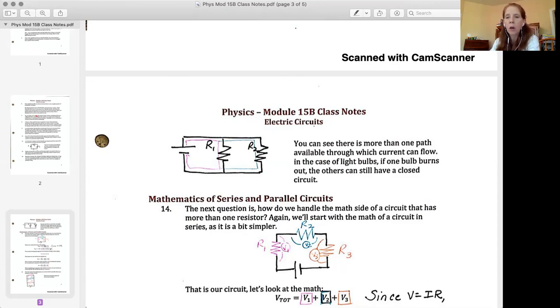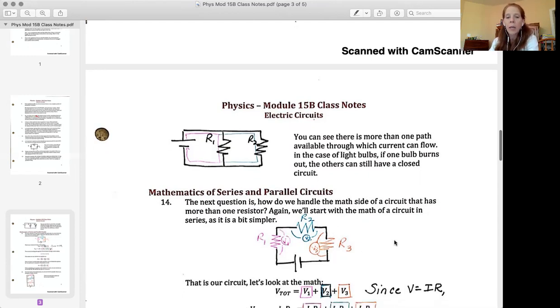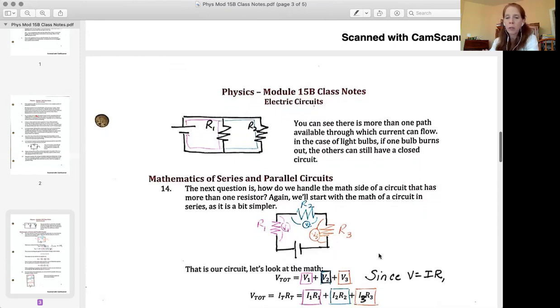What we do know is that the total electric potential is the sum of the electric potential across each one of these. So V total equals the electric potential across this resistor plus the electric potential across this resistor plus the electric potential across this resistor. Let's flesh out this formula a little bit. V total equals I total times R total, and that equals I1 times R1, plus I2 times R2, plus I3 times R3.